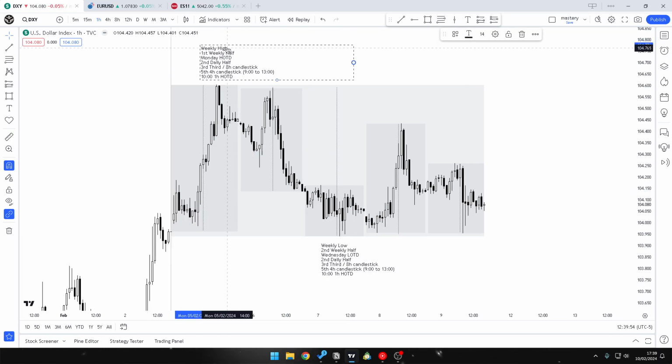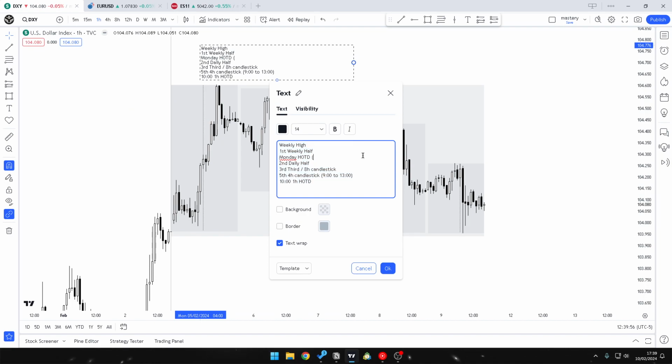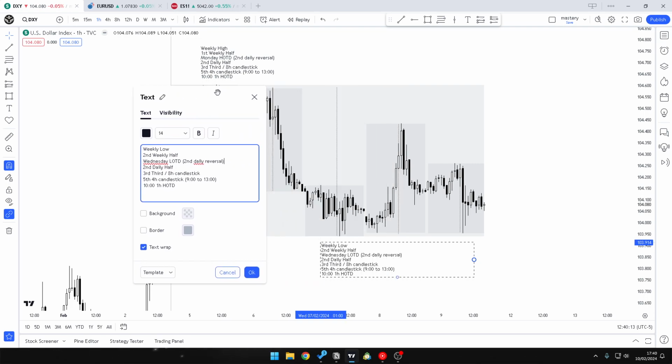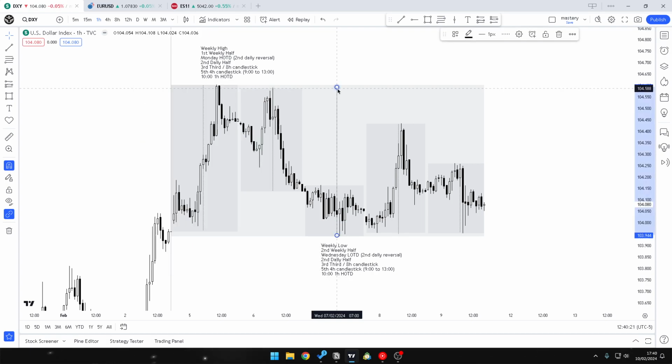So I'm going to mention also this. This Monday high of the day was the second reversal, second daily reversal, and this was also the Wednesday low of the day, which was also the second daily reversal. It was made on the second daily half, also true, because it was made also on the second weekly half. I already mentioned that the weekly half is the same as the Wednesday half.